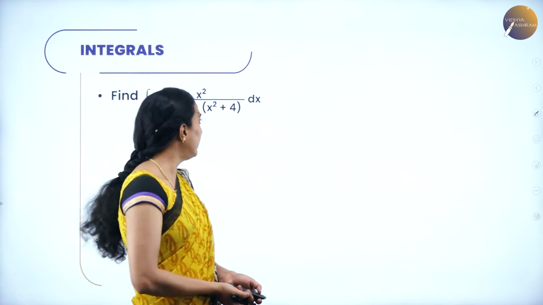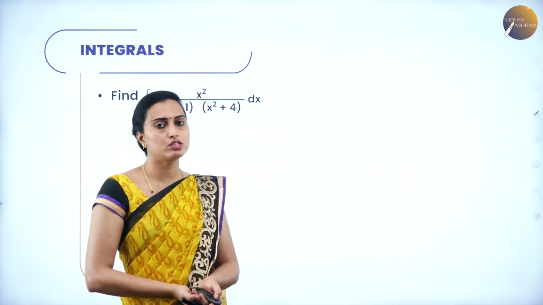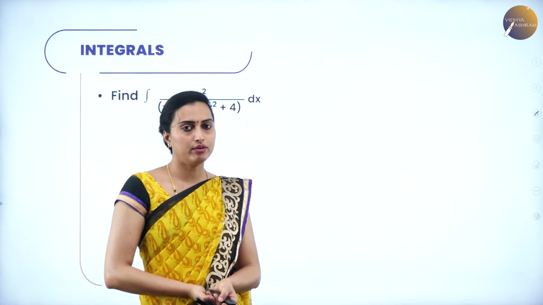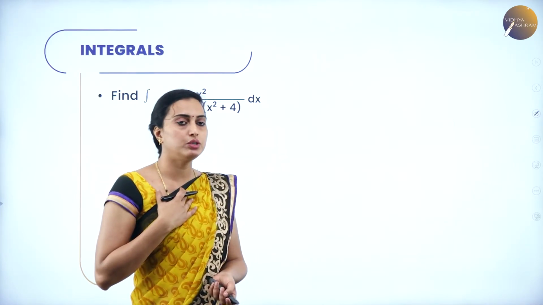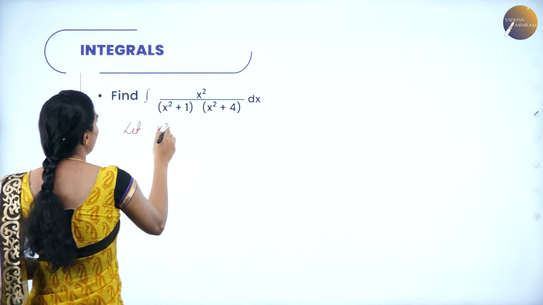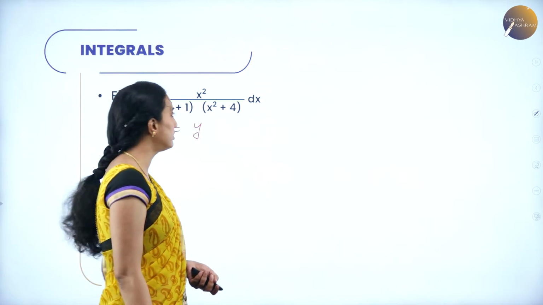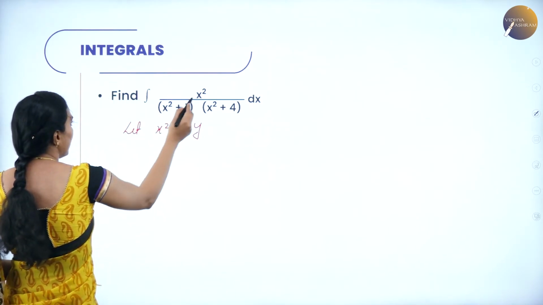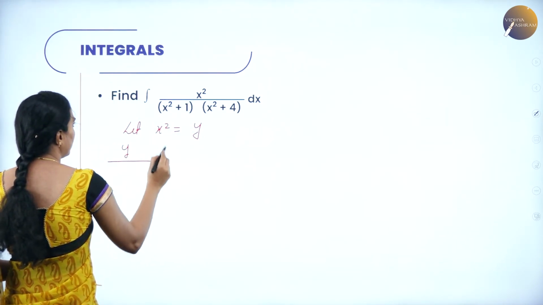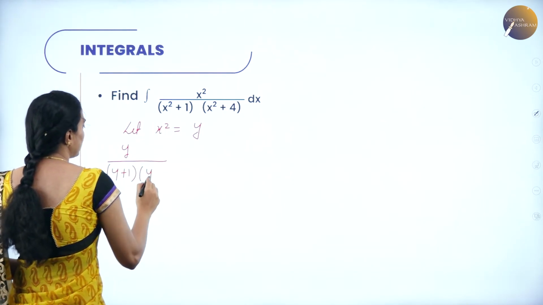What they've asked: integral of x squared divided by x squared plus 1 into x squared plus 4. So, how can I write this one? I am going to substitute here. Let x squared be equal to y. So, if I substitute x squared equal to y, x squared will become y divided by, this is y plus 1 into y plus 4.